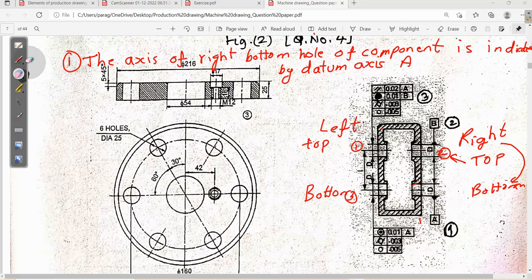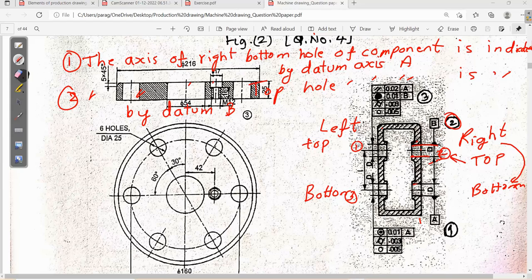Next, suppose I consider 2, in a similar manner: the axis of right top hole of a component is indicated by datum B. See this particular hole, the second one, this particular hole is indicated by datum B. So datum axis B, write it like that.